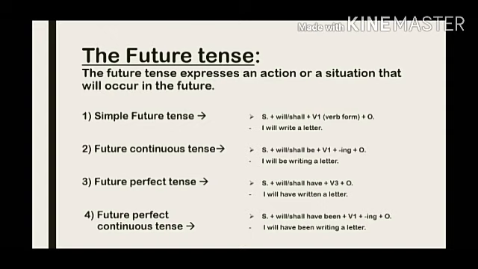Last is future perfect continuous tense. The sentence is I will have been writing the letter. Here we use will or shall have been and V1 with ing form. The sentence is I will have been writing the letter.